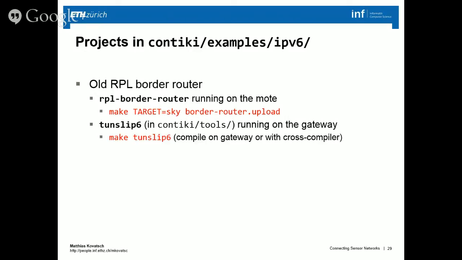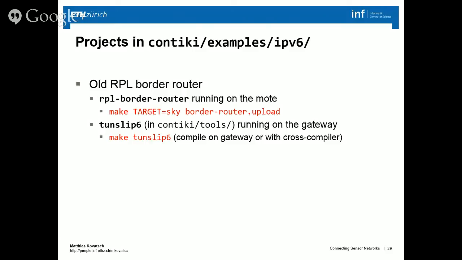And the second part you need for this approach is the tunslip6 tool. So that's contained somewhere else in Contiki tools. And that's the one that will be running on the gateway, so your Raspberry Pi, BeagleBone, or the laptop, or whatever you chose to make it convenient. And then you just do a make tunslip6 to compile it. And you can configure, for instance, the ARM cross compiler if you want to copy it to the gateway.